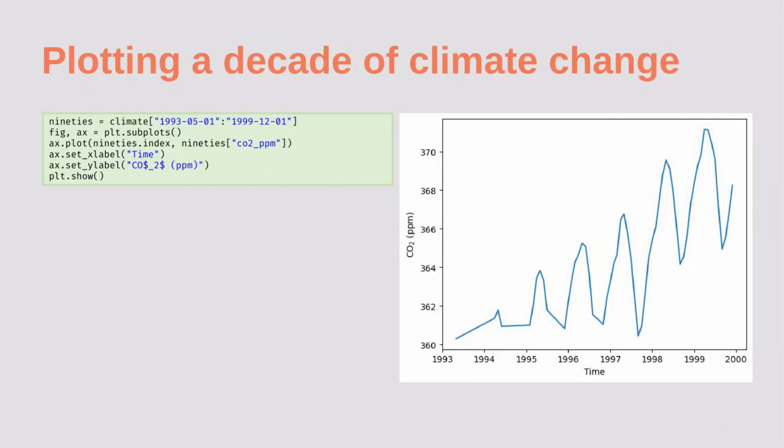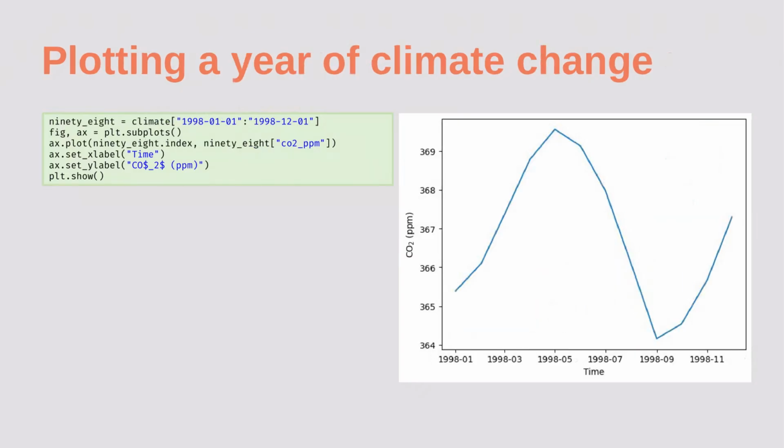We can focus on a specific decade of data by slicing the data frame using 2 date strings, one for the start and one for the end of the period we're interested in. This gives us a plot showing just those years of the time series. Matplotlib automatically adjusts the x-axis, labeling it with years and placing ticks at 1-year intervals. Similarly, we can focus on a specific year of data by slicing the data frame using 2 date strings, one for the start and one for the end of the year we're interested in. As usual, Matplotlib automatically adjusts the x-axis, labeling it with months and placing ticks at 2-month intervals.